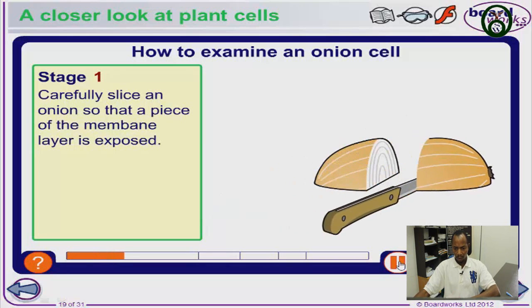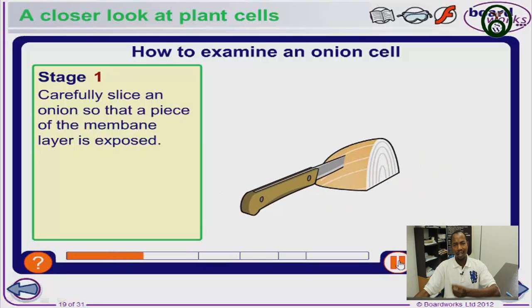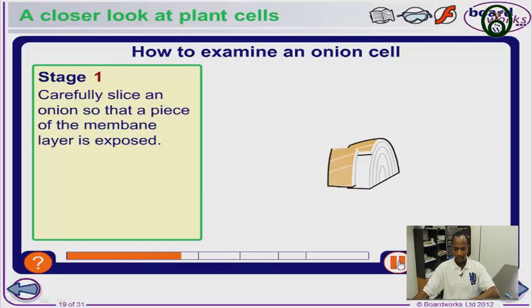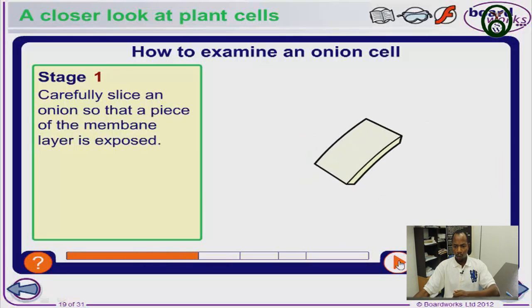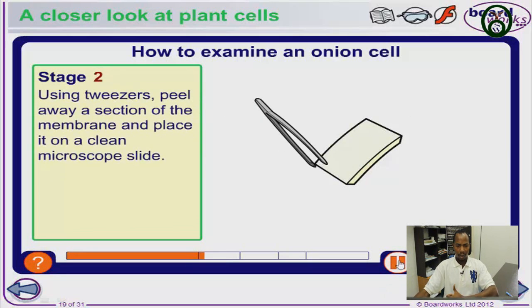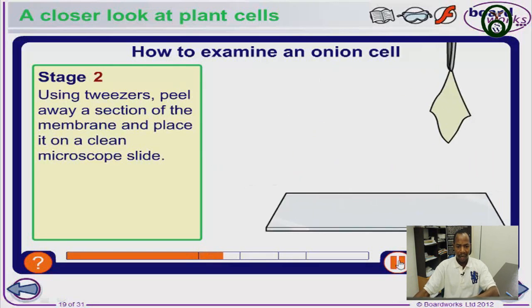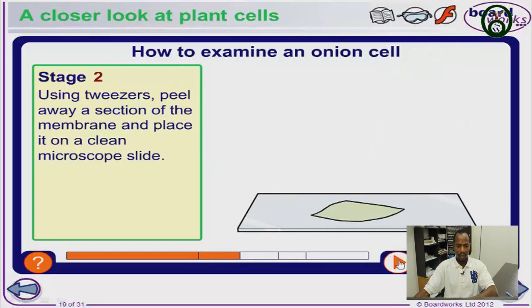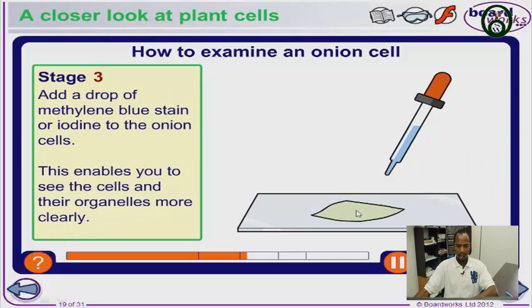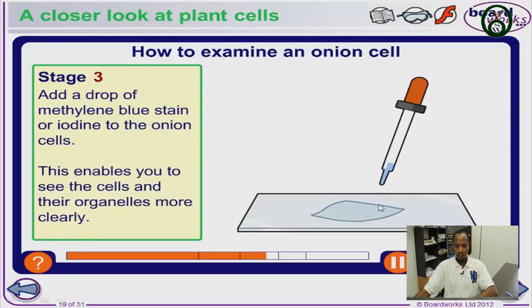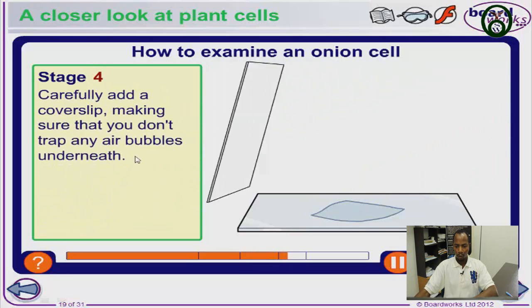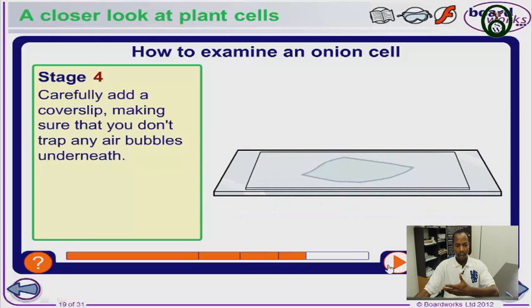Let's take a look at what is happening. We cut a piece again and cut another piece. We're going to bring out the smallest piece and add our iodine substance to it. We're going to take a very small piece out of this. We use a tweezer to peel it off and put it on a clean microscope slide, and then we add iodine solution to it, or methylene blue. Then we use a cover slip to cover this and put it in a microscope.